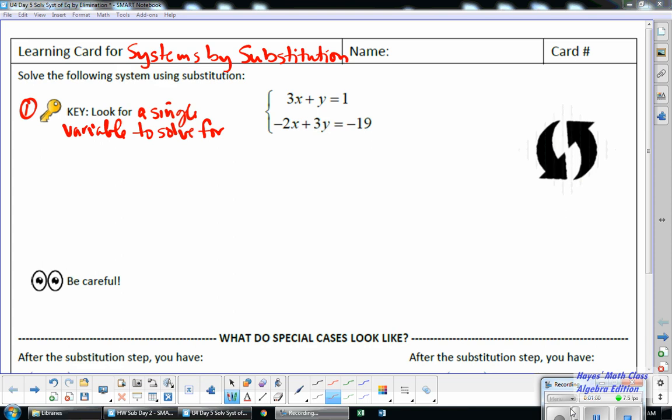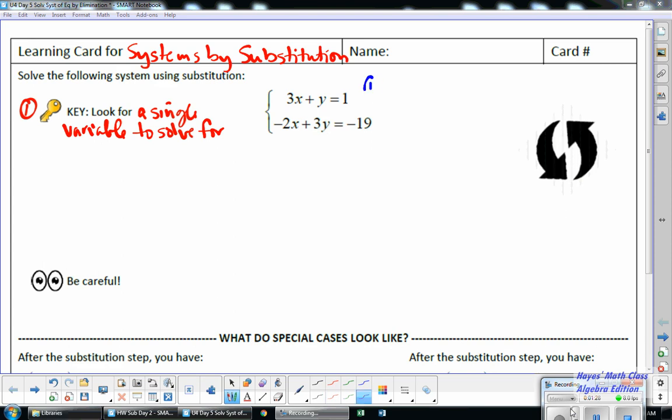So in this case, as you look at that equation up there, you've got 3x plus y is equal to 1, negative 2x plus 3y is equal to negative 19. The y in the first equation is just kind of screaming, get me by myself, because that's going to be a good substitution step. And that's actually, to be honest, one of the hallmarks of saying, you know what, this would be a good problem to do by substitution.